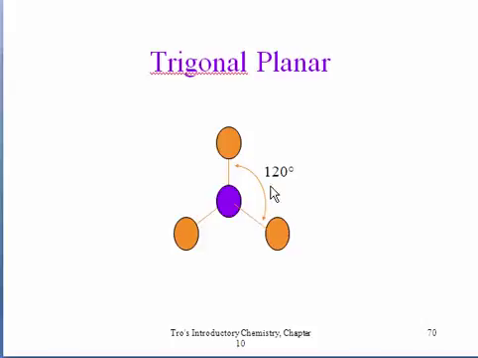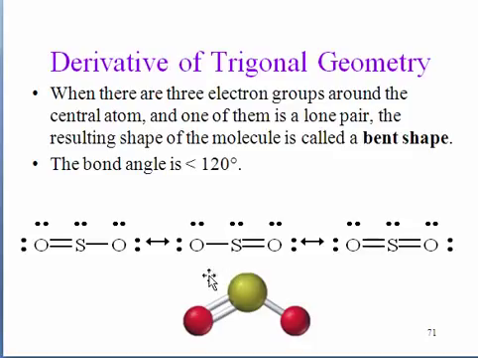So let's remind ourselves, this is the trigonal planar. If there are 3 electron pairs around a central atom, they're going to be 120 degrees apart. Excuse me, I said electron pairs. I should say electron groups. If there are 3 electron groups around a central atom, they want to be 120 degrees apart. So here's an example of a central atom. This is the molecule of sulfur dioxide.